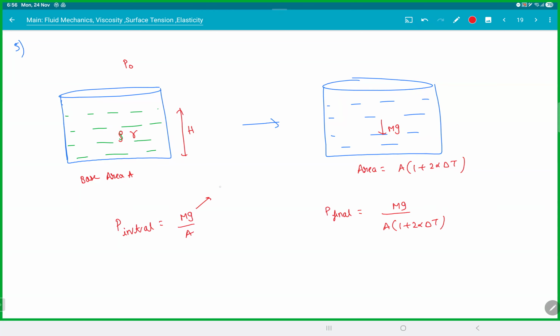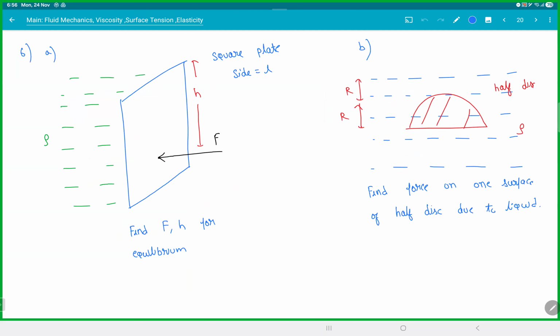Right, and mg is nothing but rho into A into H into G. That's basically rho GH. So this will be rho GH by (1 plus 2 alpha delta T). You can subtract them and you'll get the change in pressure. Easy. This is what I was saying. If you actually understood what to do, these questions won't take more than a minute. But these are not easy also. I won't say they're easy. You need to think. But then they won't take much time to solve if you're thinking in a proper way. Let's get these two.